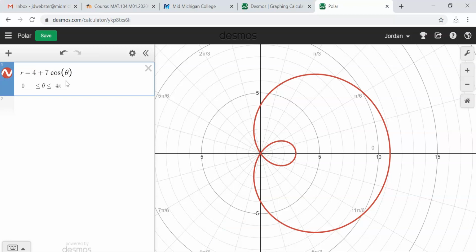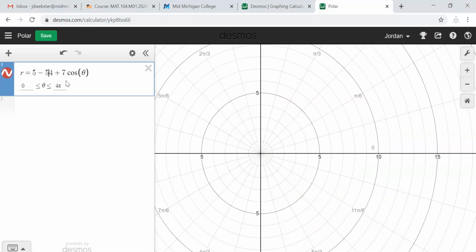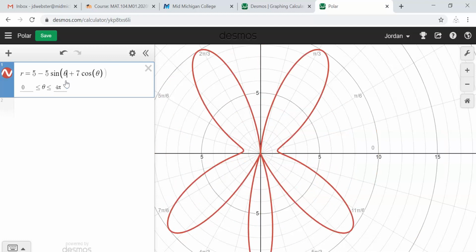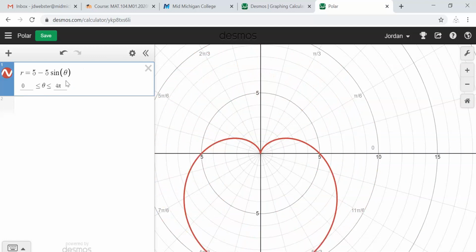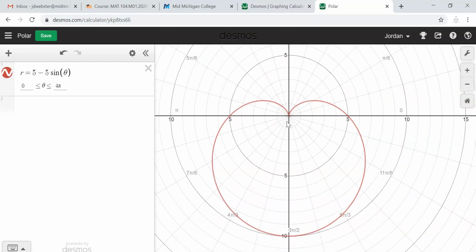All right, so hopefully you went ahead and did that. Get some weird stuff. There we go. Notice what's going on. 5 minus 5. I get that cardioid again. I should do 0 to 2 pi. But you get that cardioid again. But now notice the orientation with sine. It's going up and down instead of left and right oriented.